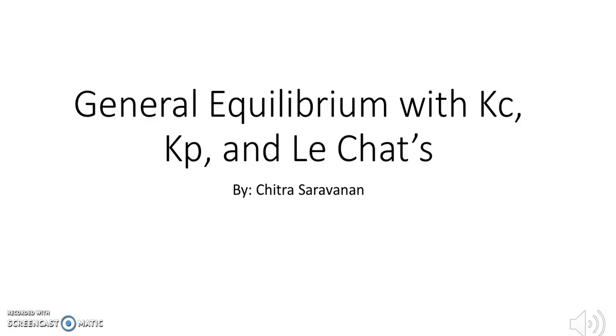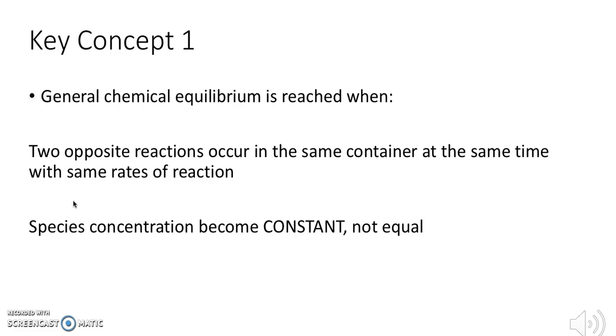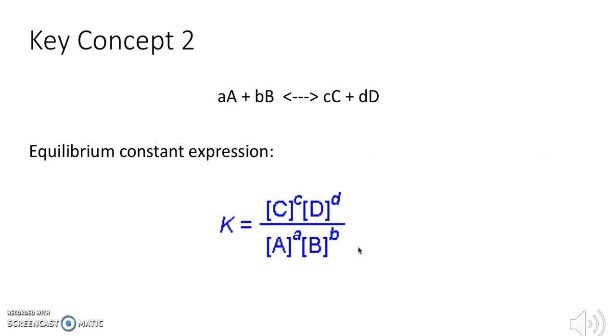General equilibrium with Kc, Kp, and Le Chatelier's. First key concept, general chemical equilibrium is reached when two opposite reactions occur at the same time with the same rates of reaction. Species concentrations become constant but not equal.